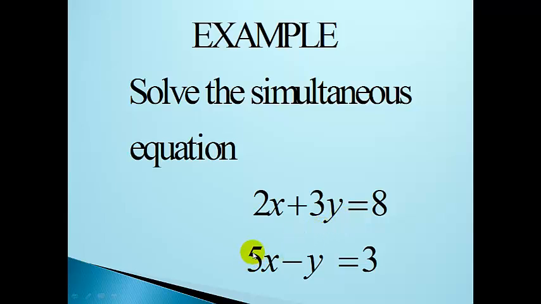Also, when we multiply 5 by x and we subtract y from it, the result is supposed to give us 3. Now we have to find the value of x and y for which these two equations are satisfied. Which satisfy these two equations.